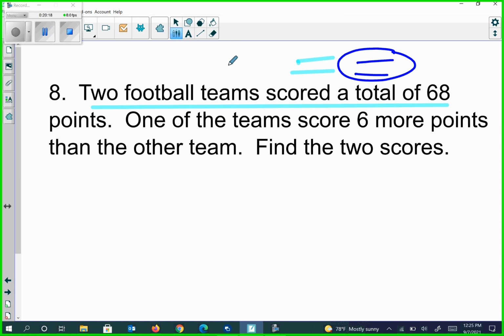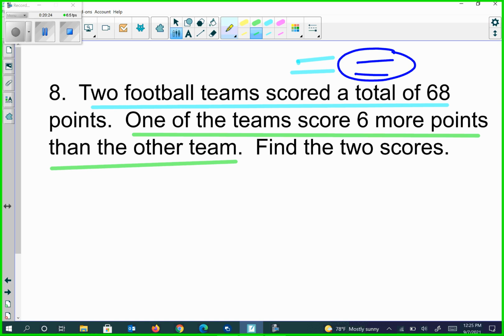But then we say this. One of the teams scored 6 more points than the other team. Okay? So one team is going to be an unknown team, and one of the teams is going to be what in relationship to x? X plus 6. Yeah, the other team's x plus 6. Okay? So that's about as far as the information I would go for you. Of course, I would read the problem a couple more times for you.